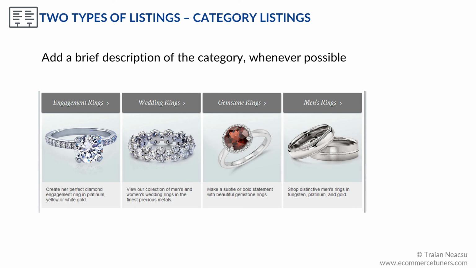Add a brief description of the category whenever possible, and eventually link to buying guides or interactive product finder tools that may help users decide which product is right for them. This is especially important if your target market is not familiar with the items you sell. A brief description of each category may help first-time buyers understand your terminology and can provide more context for search engines.